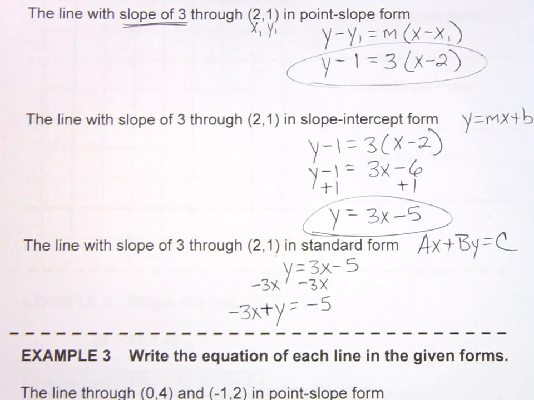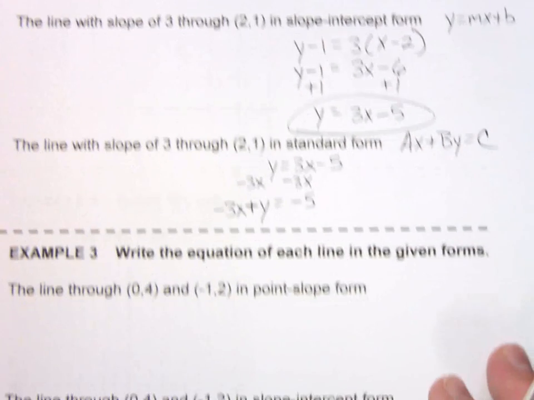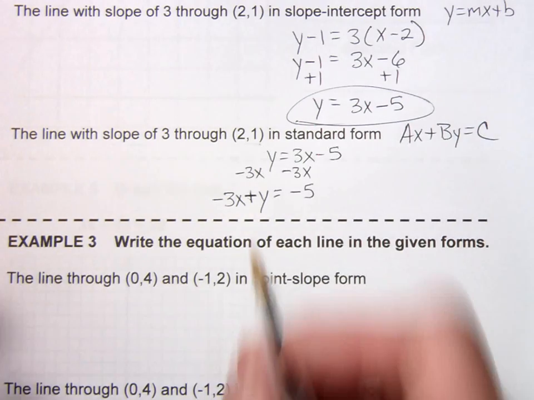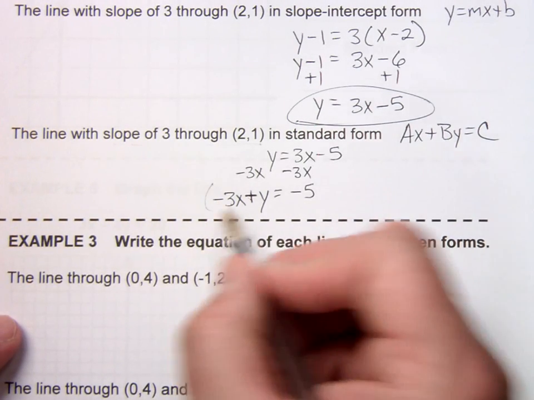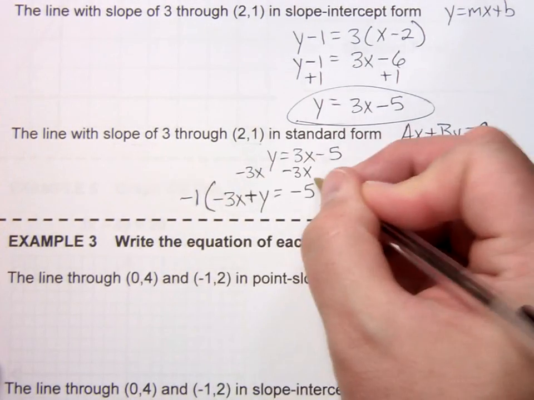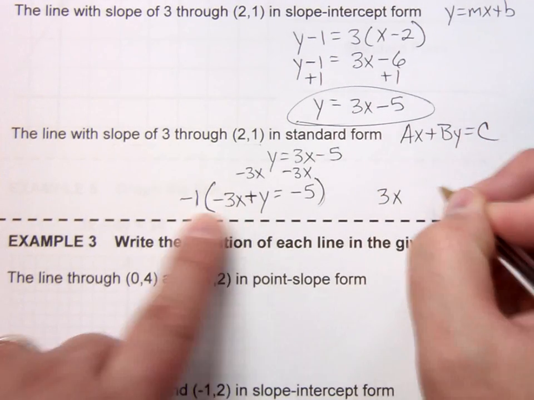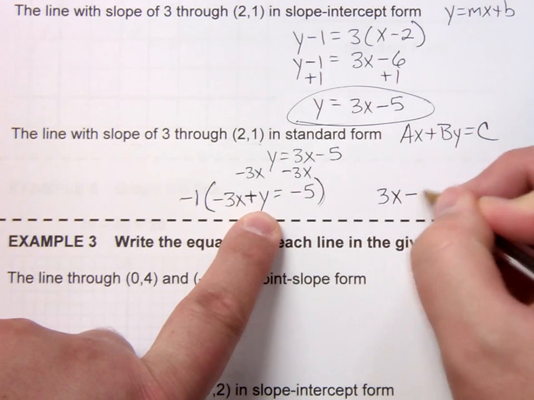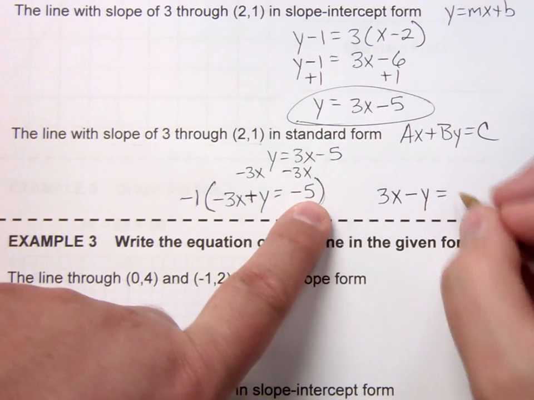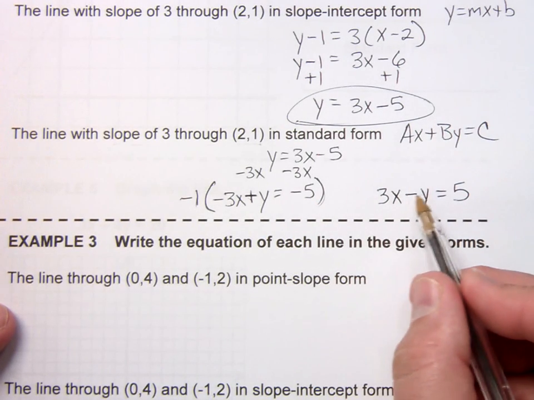And then once you have it in this order, when we're in standard form, we want to make sure that a, b, and c are all whole numbers. They are all whole numbers, so that's good. The other thing is we always want a to be positive. So if the a is negative, then I'm basically going to take everything on both sides of the equation and multiply it by negative 1, because that'll just change the signs on everything in this equation. So negative 1 times negative 3x is positive 3x. Negative 1 times y is negative y. And negative 1 times negative 5 is positive 5. And there is our equation in standard form, ax plus by equals c.